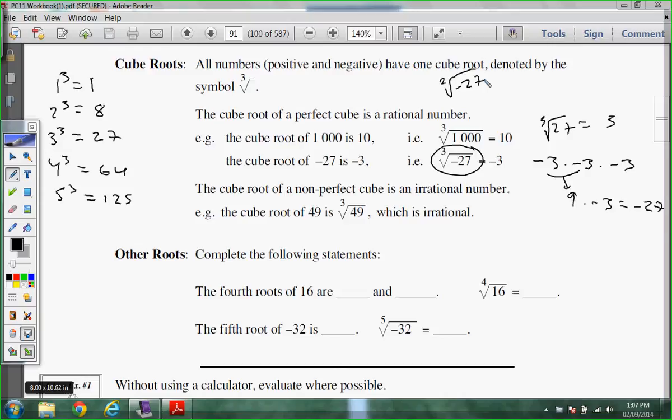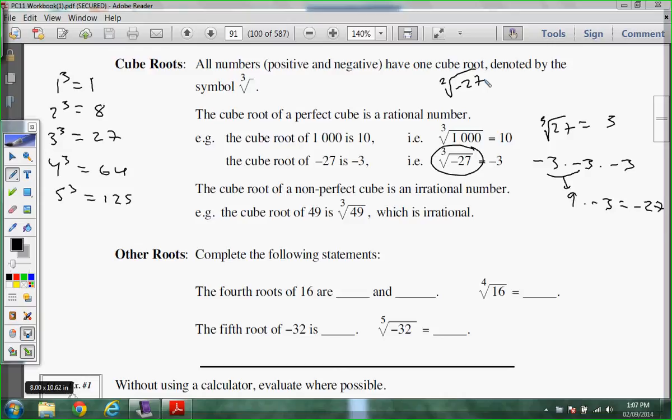Okay, and then a non-perfect cube, like the cube root of 49. It's not on here, and none of these numbers go into 49, so we can't do anything, it just stays. So if you're stuck, it just stays. The most frustrating thing with radicals is when people aren't sure if that's what it should look like. Some people try their hardest to break that down for 20 minutes, not trusting that it can't be broken down. Okay, so just trust yourself.